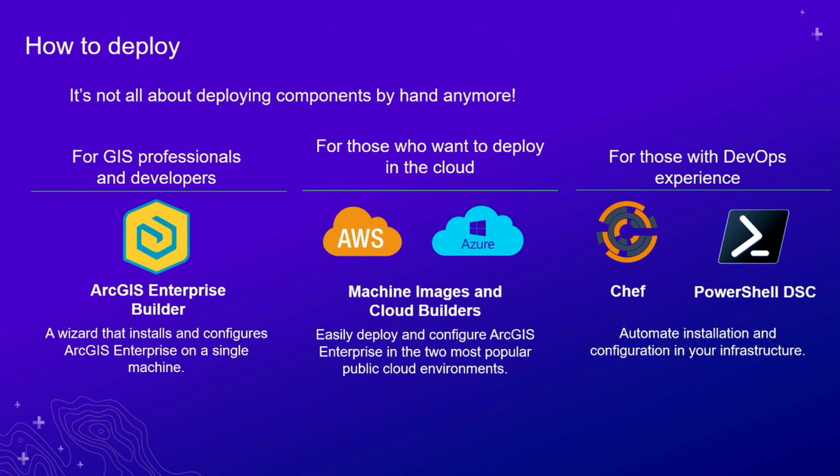You can use those machine images as a starting off point for building out your deployment, but I would actually recommend that you look at the cloud builders to do that for you. For both AWS and Azure, we have what's called the ArcGIS Enterprise Cloud Builder, and it allows you to easily deploy and configure ArcGIS Enterprise in these two cloud environments. The cloud builders have quite a lot of different options, including choosing between the single machine deployment and other more advanced deployment options. If you're in the cloud, especially AWS and Azure, take a look at those cloud builders.